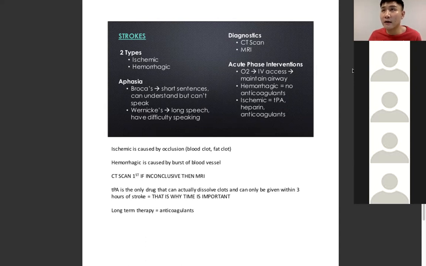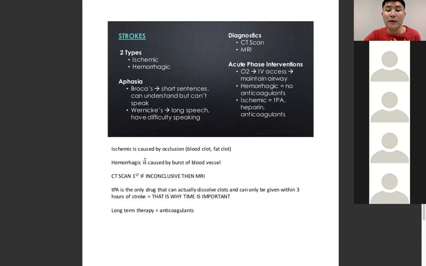tPA is a thrombolytic. What does thrombolytic mean? Thrombo is the clot, and lytic means to cut the clot. So thrombolytic, which is tPA, the medication, also known as alteplase, will be given to the ischemic stroke patient where a clot is obstructing the blood vessel that perfuses blood to the brain. That clot will be dissolved by the tPA.